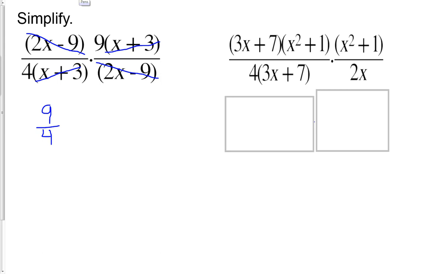Next up, we have (3x plus 7) times (x squared plus 1) over 4 times (3x plus 7) times (x squared plus 1) over 2x. Now in this case, 3x plus 7 cancels. Next, x squared plus 1, I don't have a match on the bottom. Now you may have noticed, there's a match on top. These cannot cancel, right? Why does (3x plus 7) over (3x plus 7) cancel?